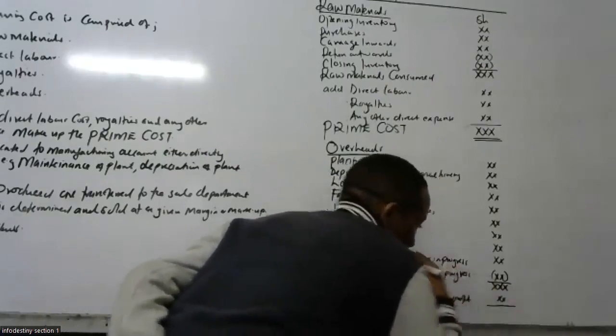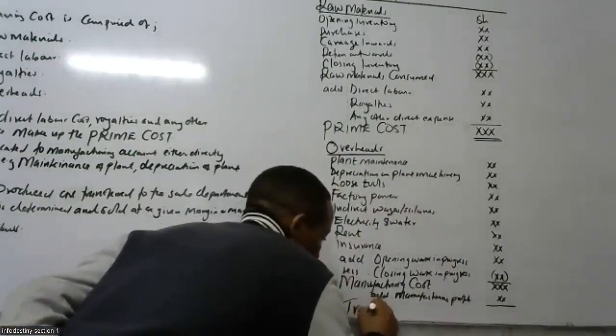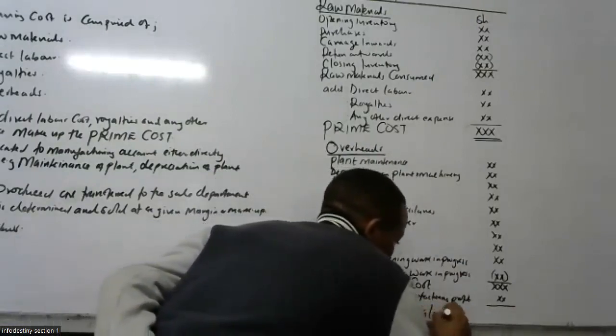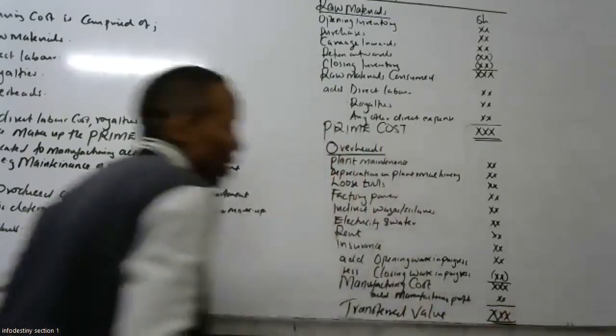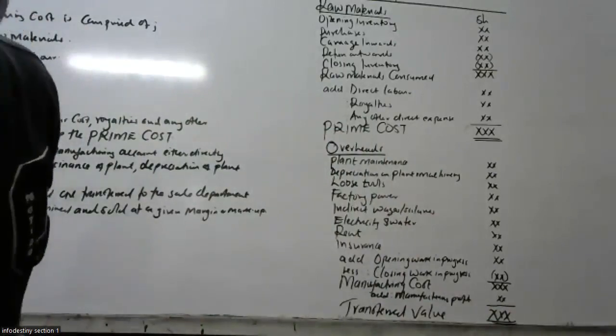Once you add the manufacturing profits, you get the sales, and we call it the transferred value. That is now the amount, that is the selling price.